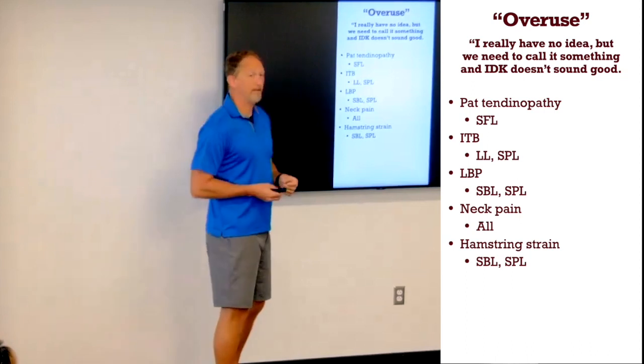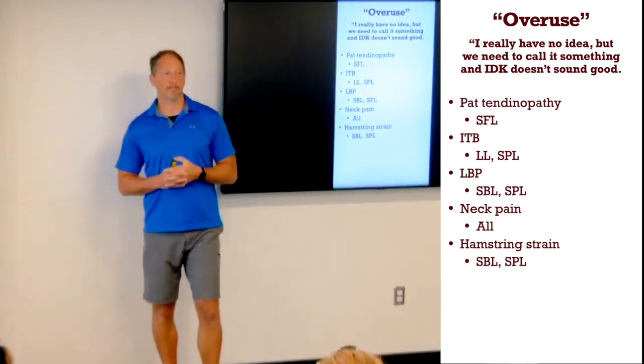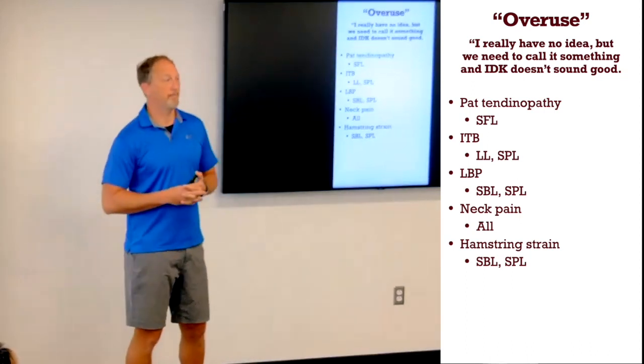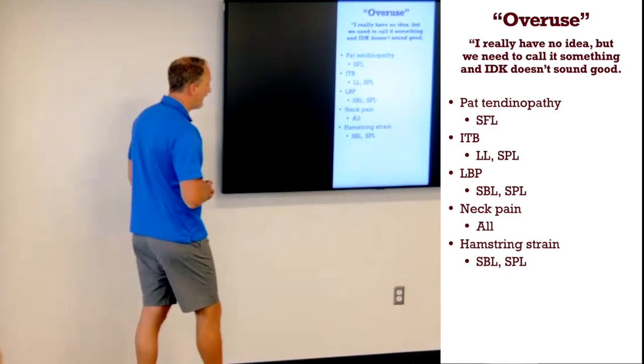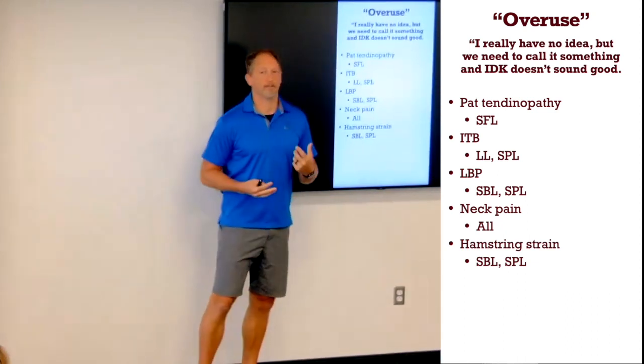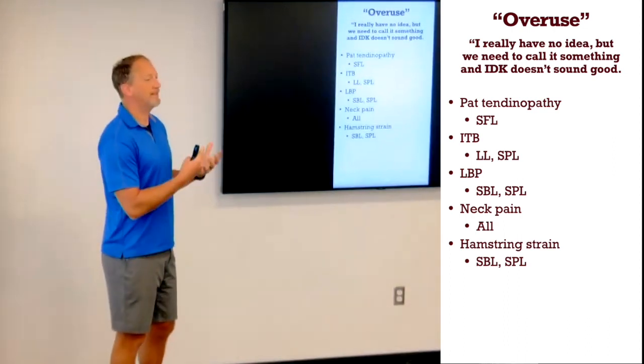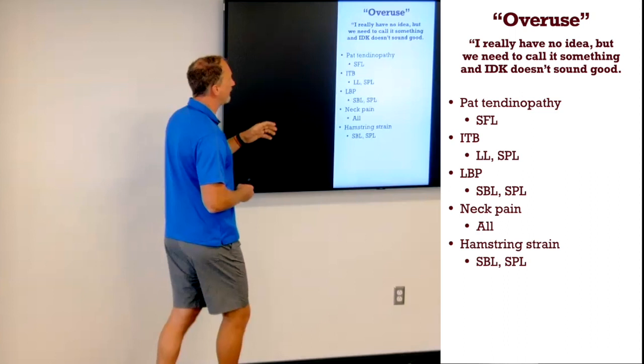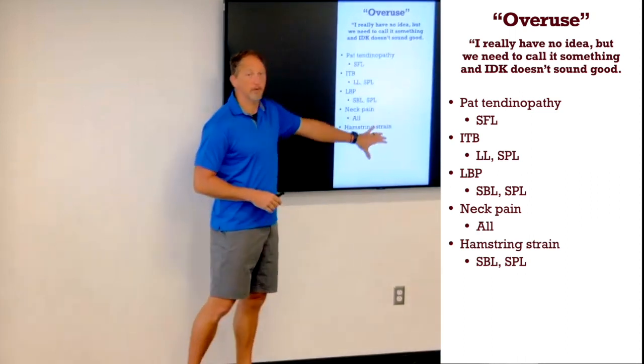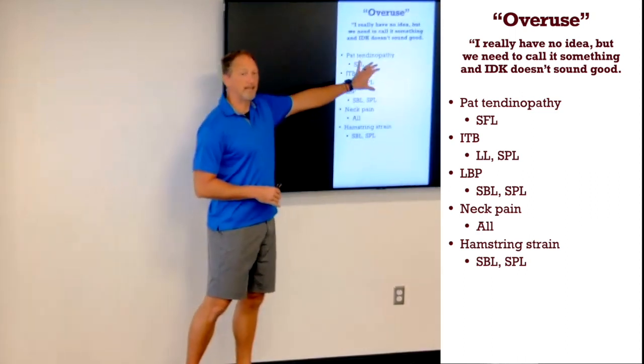Somebody's coming in with neck pain, good luck. We've got to consider all the lines, because the neck, all the fascial lines pass through the neck. Somebody has a hamstring issue, you've got to consider the spiral line and the superficial back line. So again, I'm not saying that the things that we're doing for these issues are wrong. We're doing a lot of the right things.